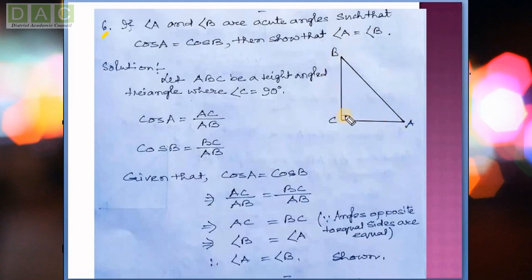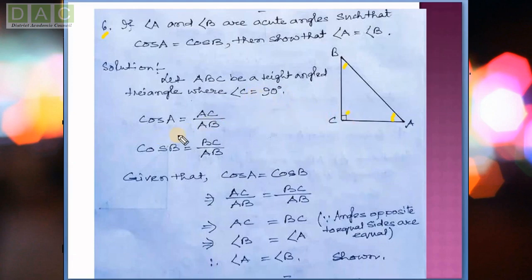Angle C is 90 degrees here, because in the question angle A and angle B are acute angles, so you cannot change it. Angle A and angle B are acute because they are less than 90 degrees, so obviously angle C will be 90 degrees, because this diagram is a right angle triangle. Now write the solution first, then start. Let ABC be a right angle triangle where angle C is 90 degrees.